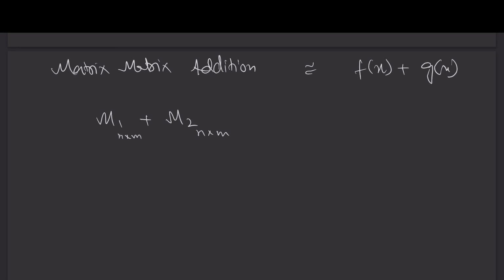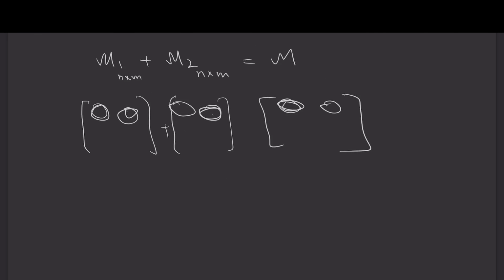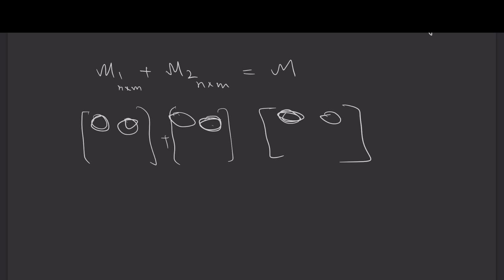Now, the sum is calculated by just simply adding the corresponding elements. For example, the first element of this with the first element of this, we will get the first element of this. Similarly, this one on adding with this one, we will get this one, and so on. There are some important properties of matrix addition. Let's talk about properties now.